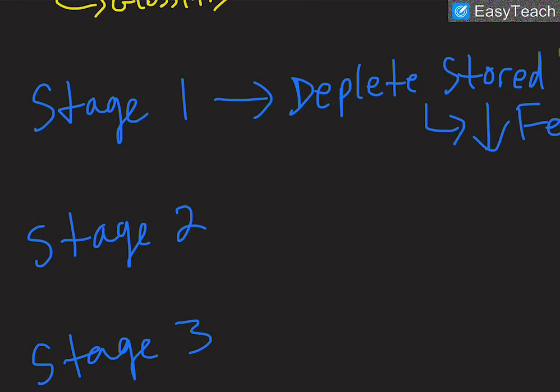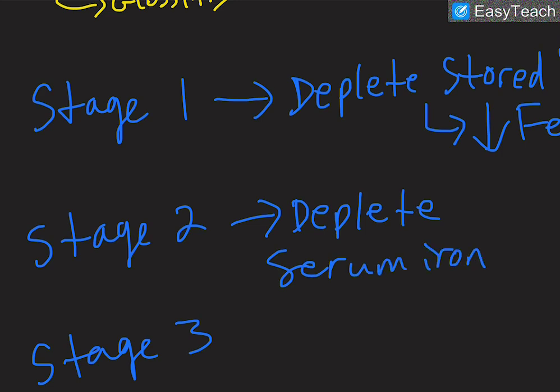However, remember, we didn't say deplete serum iron yet. We're depleting stored iron first. That's important to remember. That's stage one of iron deficiency: you're depleting your stored iron first. Then, once you've depleted your stored iron, so you have low ferritin levels, then you start depleting your serum iron, the iron inside your bloodstream.